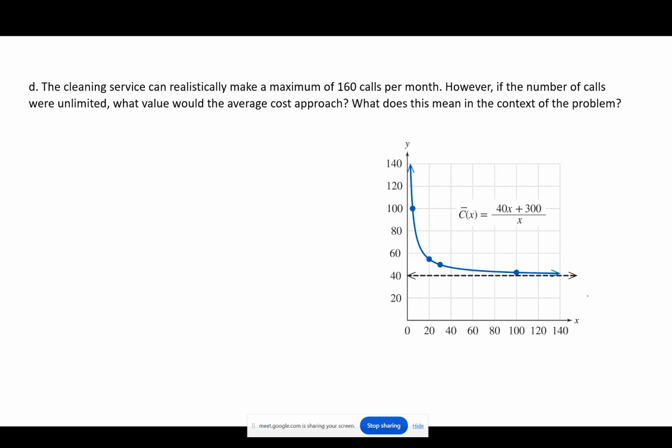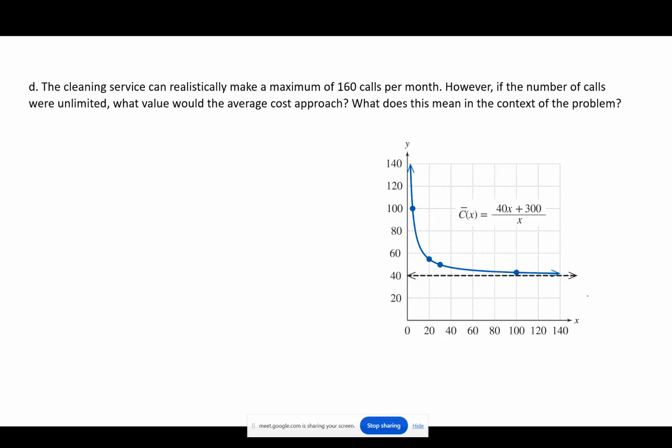40x divided by x is just 40, so there's a horizontal asymptote there. The vertical asymptote is just 0 because the denominator is 0 when x equals 0. So this is what this function looks like. So the question is, you can make a maximum of 160 calls per month. However, if the number of calls were unlimited, what value would the average cost approach?